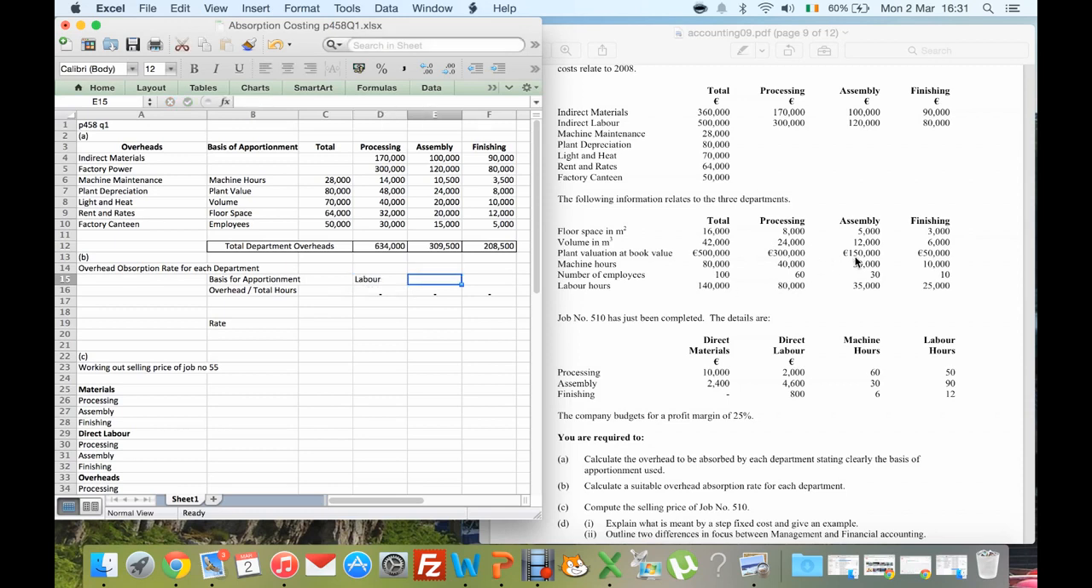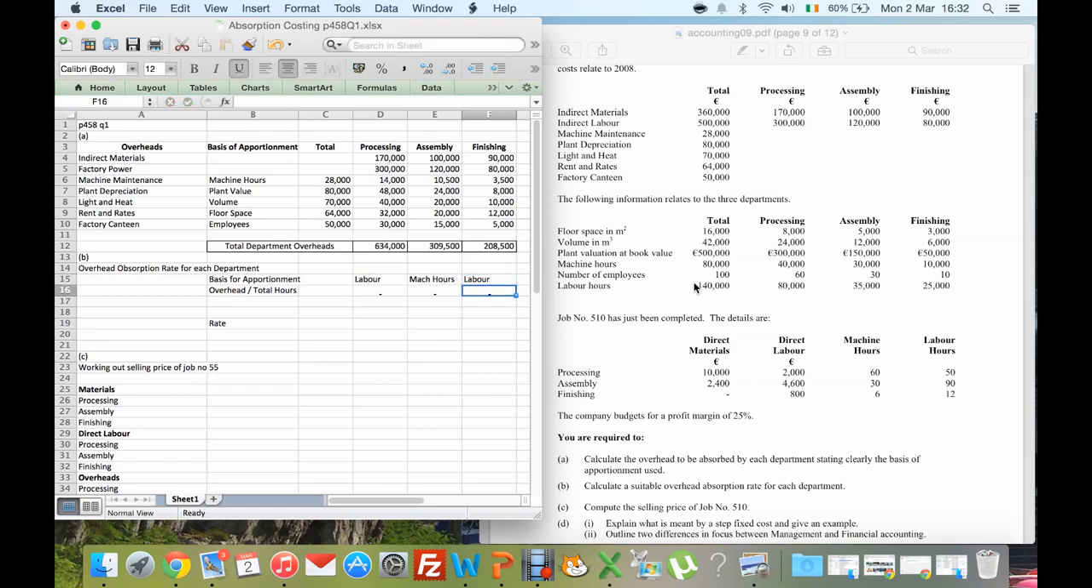The next one, 3/8 of all of the machine hours is in assembly, which is less than the labour hours share. So I'm going to say assembly is based on machine hours. And then the last one, 10/80, so 1/8 of machine hours is in the finishing department. 25 over 140 is more than that, so I'm going to say that's based on labour hours.